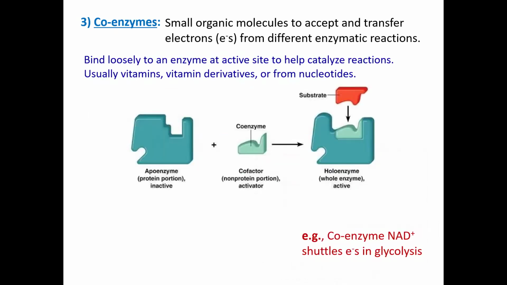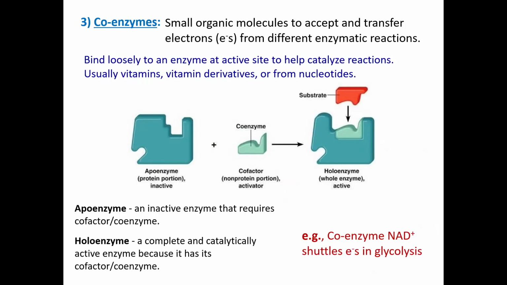So also coenzymes, which are small organic molecules that accept and transfer electrons from different enzymatic reactions. They bind loosely to the enzyme at the active site, and it helps catalyze the reaction. Usually vitamins and their derivatives from nucleotides are examples of coenzymes. For example, we have coenzyme NAD, nicotinamide adenine dinucleotide, which shuttles electrons in glycolysis.